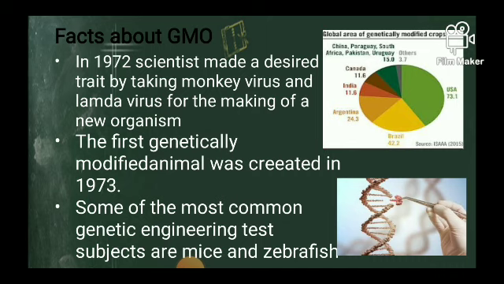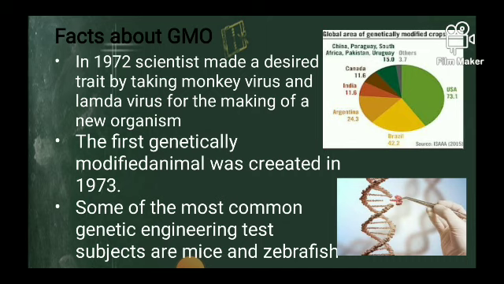Well, let's come to fact number 3. Some of the most common genetic engineering test subjects are mice and zebrafish. Let's look into the pie chart in front of my screen: global area of genetically modified crops. As you can see on the screen, we have China, Paraguay, South Africa, Pakistan, Uruguay, and others. This pie chart shows genetically modified crops overall in the whole world.